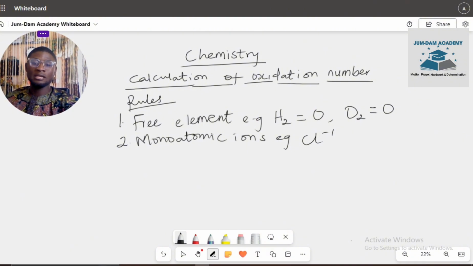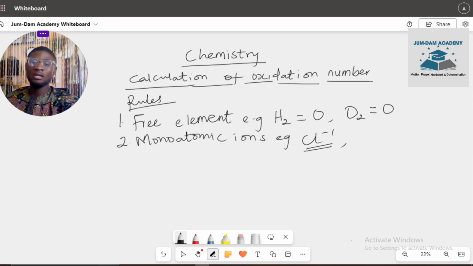Remember that I said if we have an element in a free state, the oxidation number is 0. But rule number 2 is telling us that when we have an atom of an element in an ionic state, what I mean by ionic state is carrying a charge, whether positive or negative charge, then we will say that the oxidation number of such atomic ion is the charge on it. For instance, this chlorine, if I ask you, what is the oxidation number of chlorine here? The oxidation number is -1.